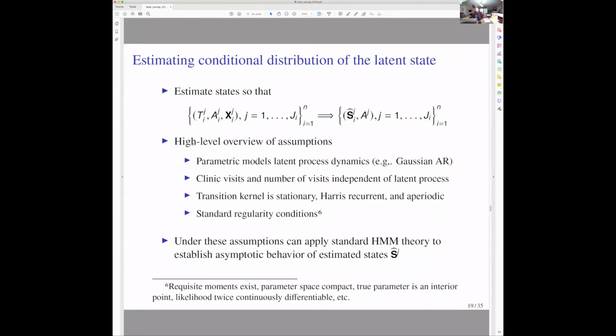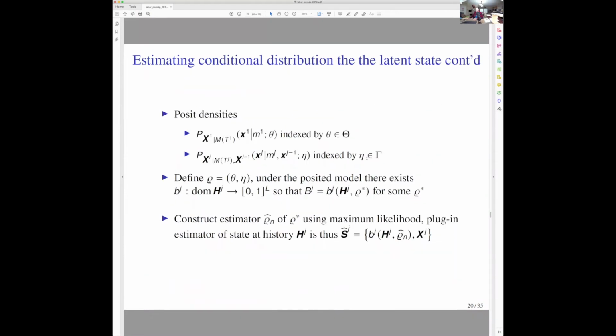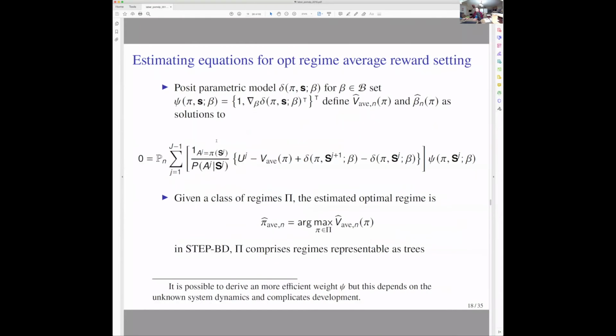And so in terms of the high level overview of our assumptions in the application, we posit models for the latent process dynamics. So for example, a Gaussian autoregressive model. The clinic visits, we assume that they are independent of the latent process. So that's important: the visit times and the times between visits are independent of the latent process. The transition kernel is stationary and recurrent and aperiodic. We also assume standard regularity conditions, meaning the moments that we need exist and so on. And under these assumptions, you can apply standard hidden Markov model theory to establish the asymptotic behavior of S hat. So basically, you estimate S hat using maximum likelihood, where you've posited a model for the latent process. Okay, and then once you do that, you can apply this estimating equation with S hat in place of S.